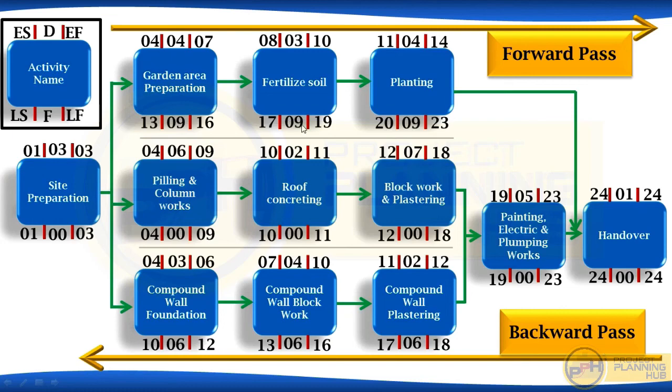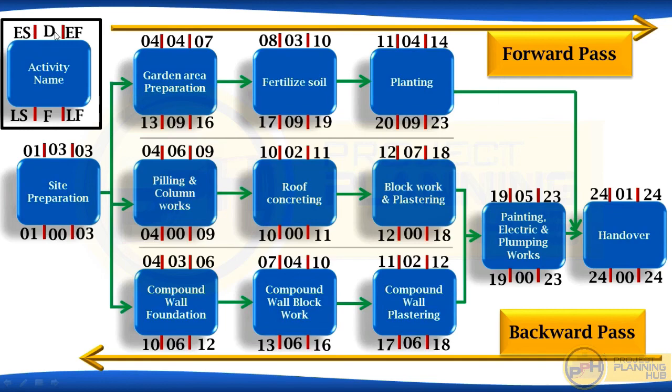Now let's talk about float. Here we can see these activities have 9 days as float, here 0 and here 6. Different floats. Float means the number of days an activity can delay from its early dates without delaying the project. We can delay planting up to 9 days from its early dates without delaying the project. Compound wall plastering we can delay 6 days without delaying the project. Here float is 0 for block work and plastering, which means this activity has no float and cannot delay a single day. I hope now you got an idea about all these terms.